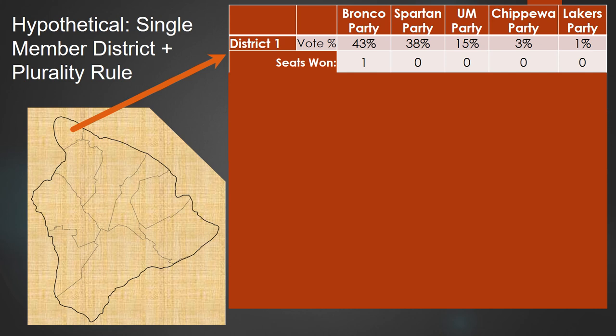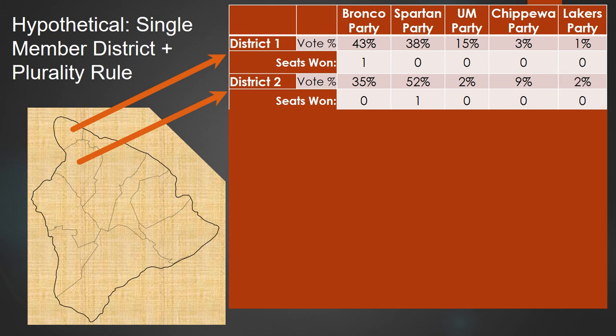I do want you to notice that 57% of the people who voted in the election did not vote for the winner. The winner won with 43% of the vote. That means that 57% of the people did not vote for the person who actually ends up representing them.